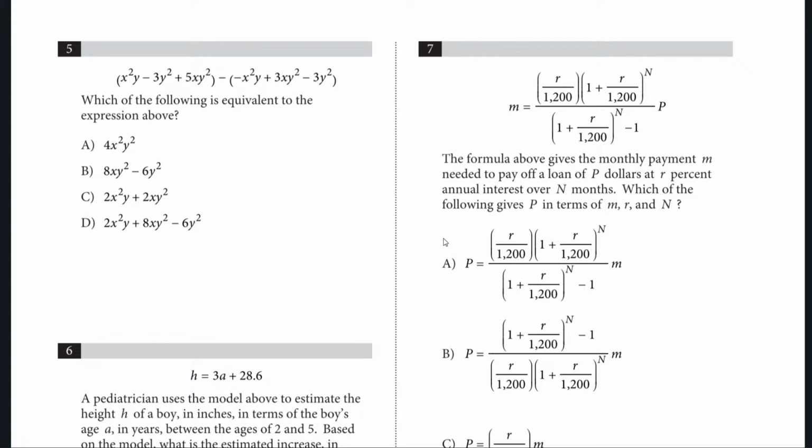So we're going to be combining this. So we have an x squared y, and we have another x squared y, and we are subtracting. So this becomes a positive, this becomes a negative, and this becomes a positive. So we combine the x squared y's to get 2x squared y. And just looking at this, we know A can't be right. Okay. Let me restart.